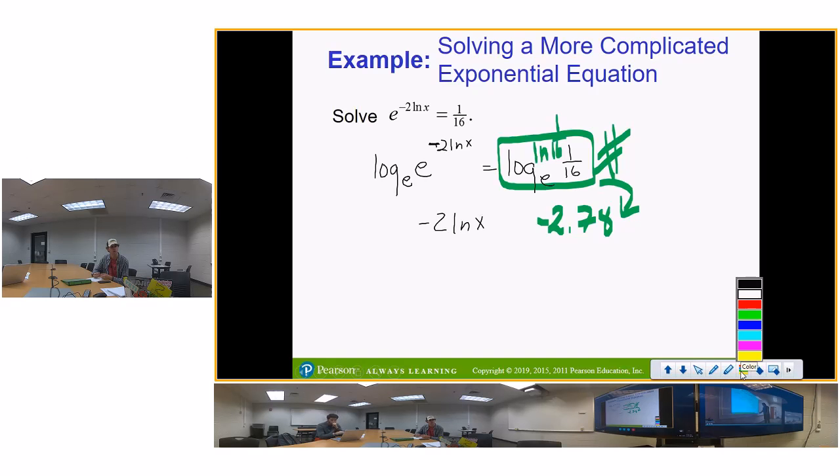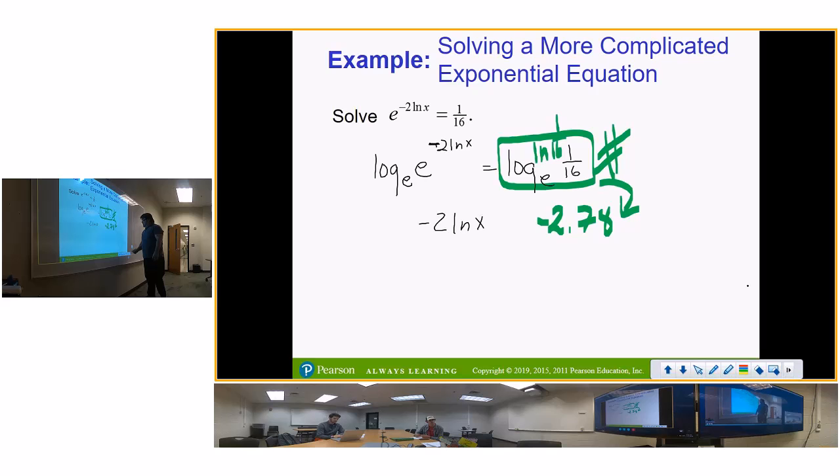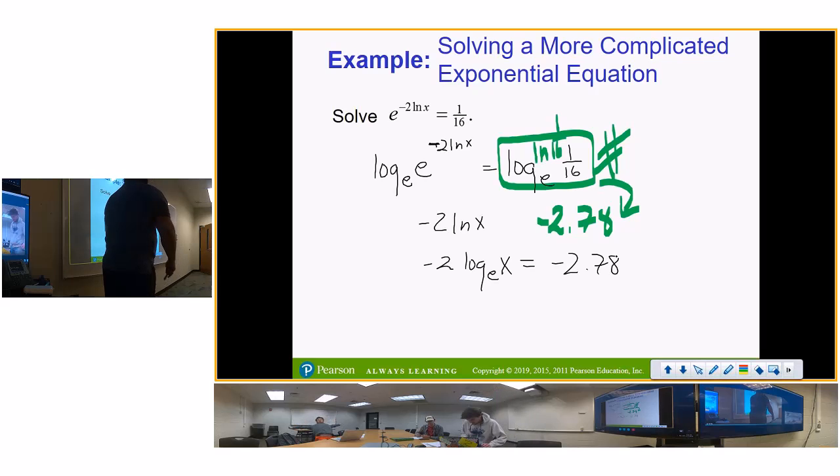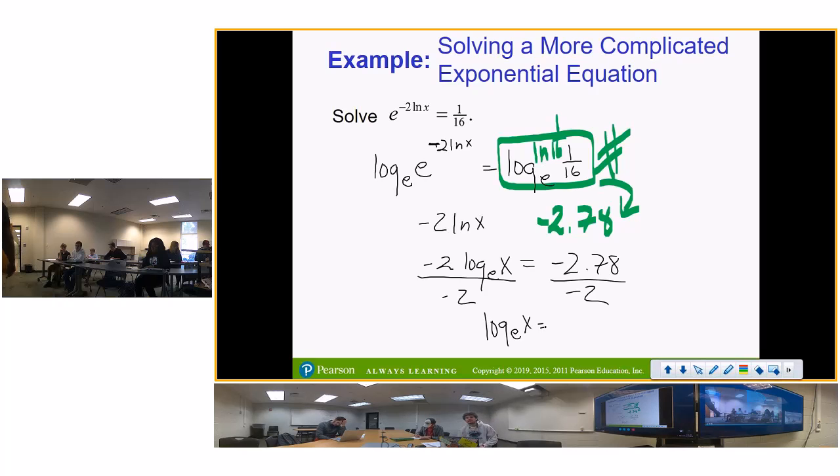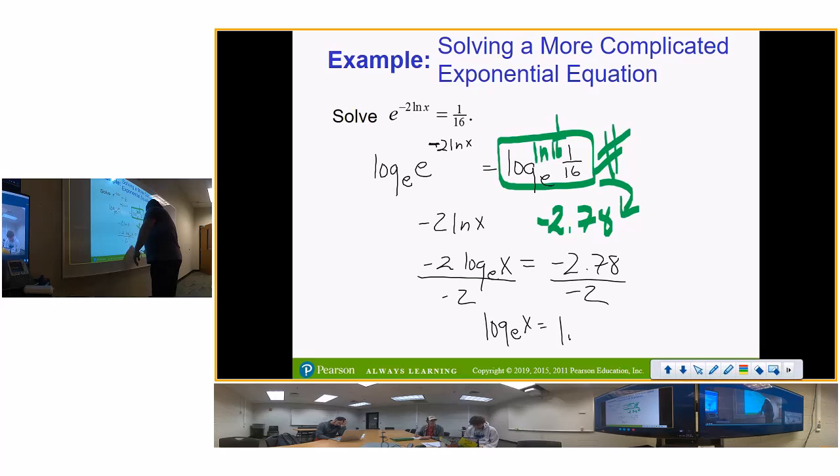Now, how do I solve for natural log of x? Well, remember, this is -2 log base e of x equal to negative 2.78. I want to get x by itself. Well, the first thing I got to do, I got to divide by negative what? 2. And I get log base e of x is equal to, somebody do this, 1.39. That'd be 1 point 1.39. Somebody tell me what we got.